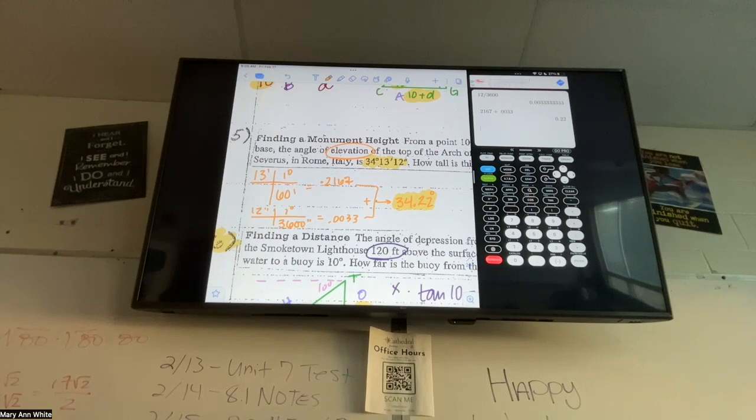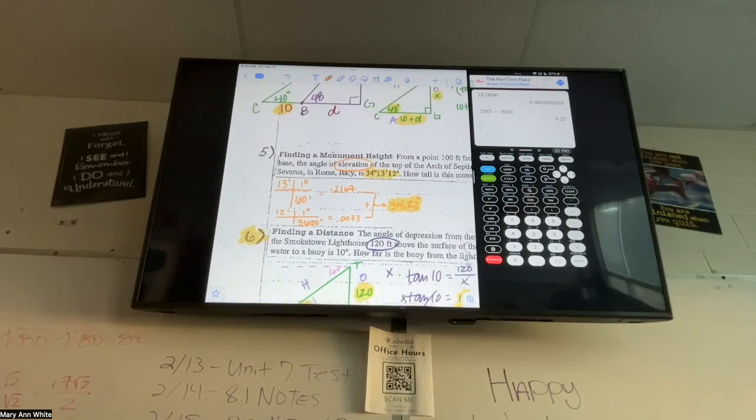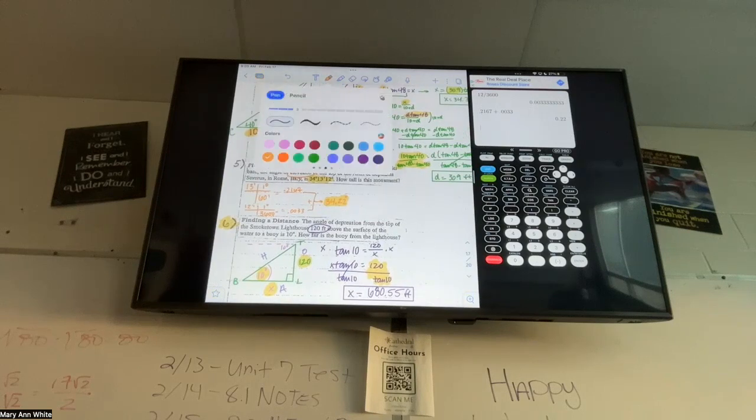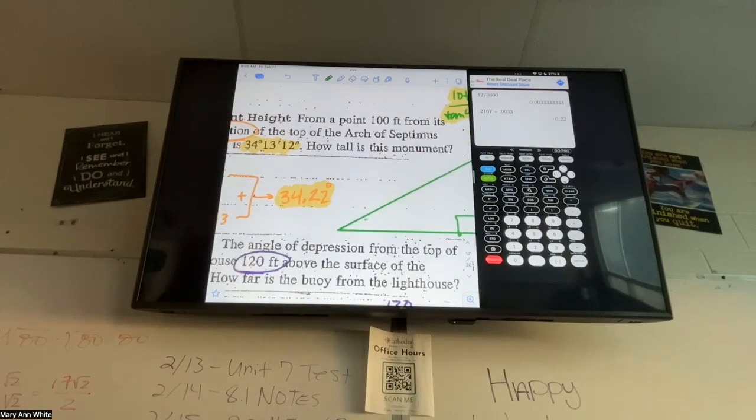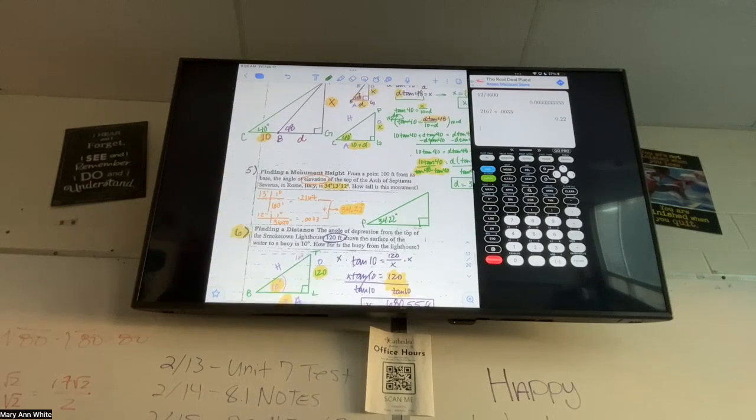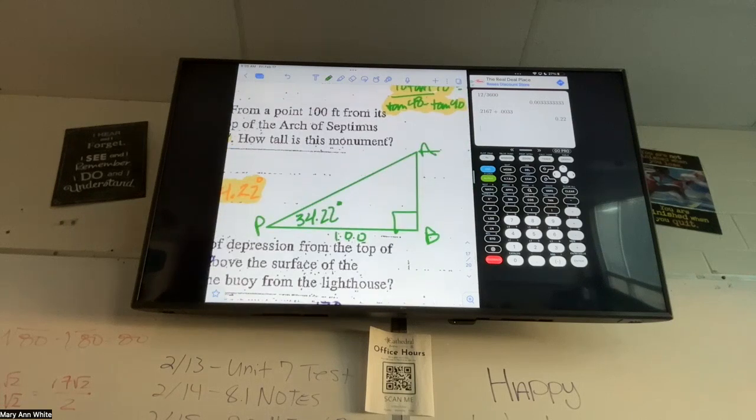So that was the only thing that was a little bit difficult. Now we're going to do everything else the same as what we have been doing. So I'm going to draw my triangle. I'm going to put my angle that I just found, that 34.22, down as my angle of elevation. We know that the point is 100 feet from the base of the arch. So I put P as like kind of my far corner. I put 100. By the right angle, I put a B to remind myself that's the base. And then the top, I wrote an A for the arch. And it says, how tall is this monument? I'm going to put an X because I don't know how tall it is.